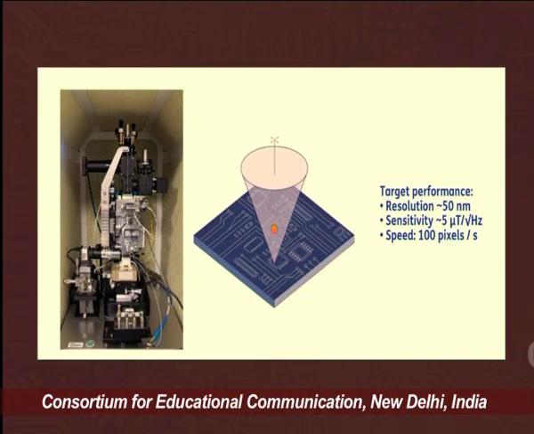So this is the tip which moves on the surface, and that will scan the whole volume or the surface of the material. The target parameters are the resolution, the sensitivity, and the speed for scanning the surface. So this is the SET working.